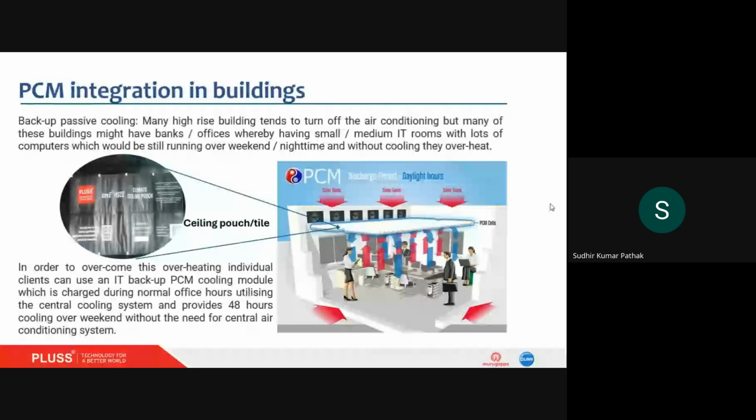So if we integrate the phase change material, then we can save energy and reduce energy consumption. That's how PCM is becoming very important nowadays for building applications, where we can strategically use the PCM and reduce our energy consumption in buildings.